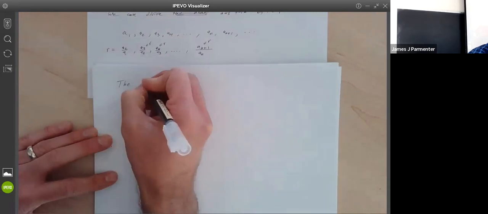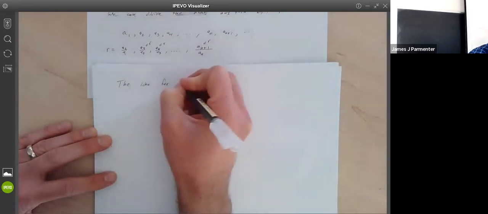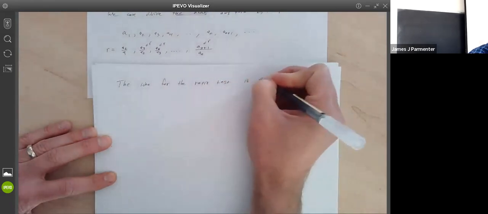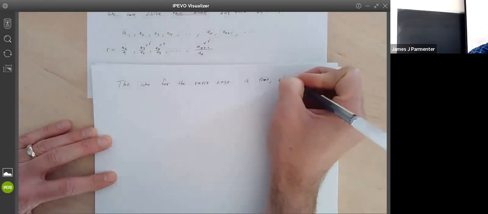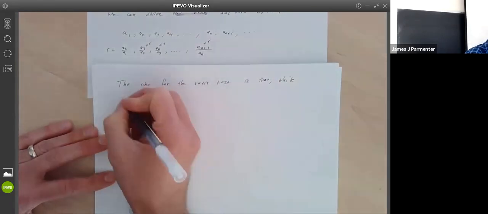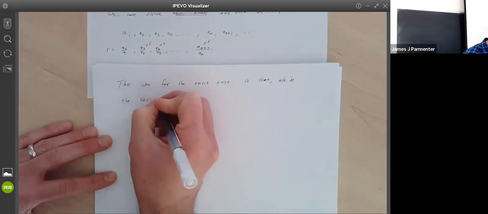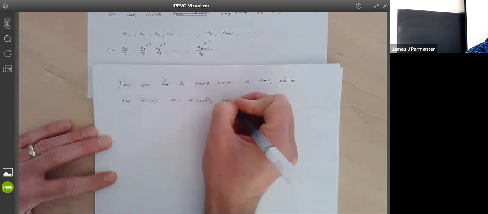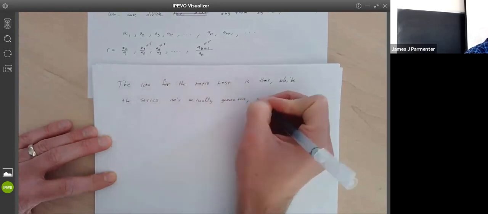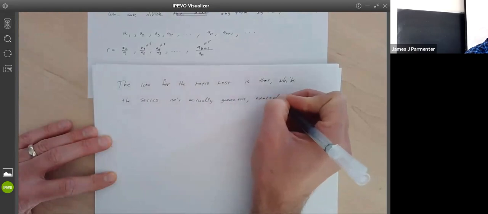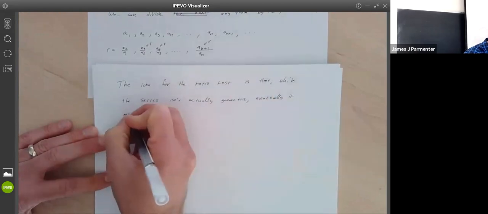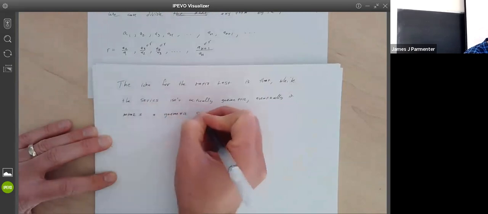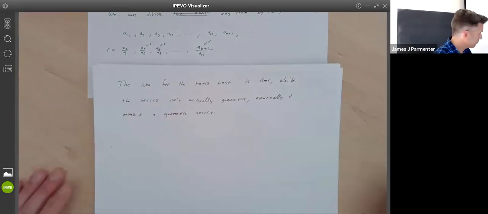So the idea for the ratio test is that while the series isn't actually geometric, eventually it mimics a geometric series. Let's look at an example.